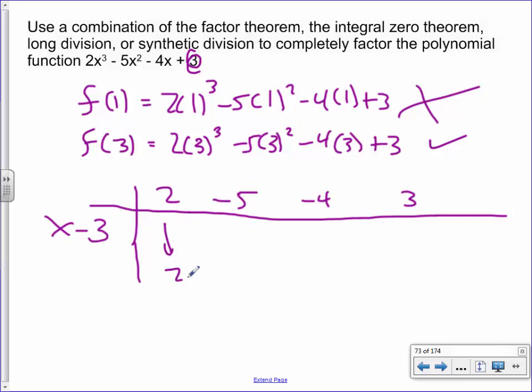So drop down the 2. Bounce the -3 by the 2 to give you a -6. And then you're subtracting. But subtracting is going to be adding because it's a double negative, so I think you get 1 right here. -3 times 1, when I bounce back up the -3 here and subtract, you should get a -1. And then -3 times -1 should give you 3, which gives you 0. So again, this is a good way to double check because you still have a remainder of 0. But that's not why we did this. The reason why we did it is because we needed this leftover bit. The leftover bit is 2x squared plus x minus 1.